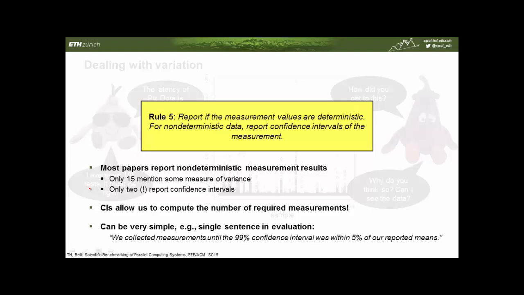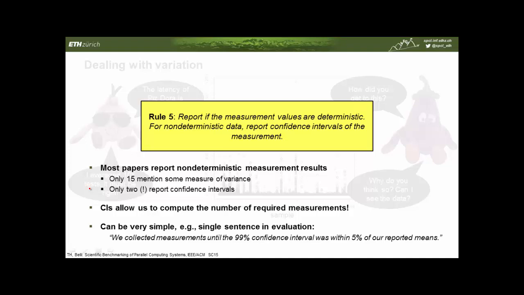And I don't have enough time to introduce the statistical background, but it's all in the paper. If you want to read the paper, it's down here. It's all explained at length how to actually do all the statistics parametrically and non-parametrically, but we'll get to this. So unfortunately, most papers report non-deterministic measurements, and only 15 out of the 95 report some measure of variance. It basically says, well, a measure of variance means if I repeat my experiment, how close will I get to the reported value that I'm telling you?